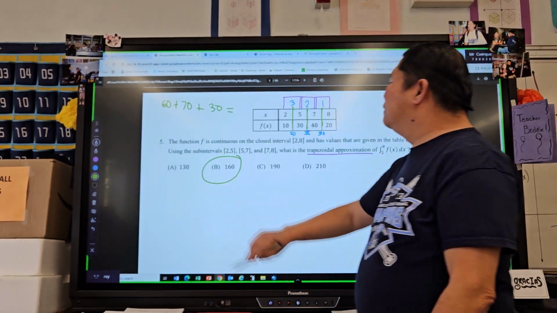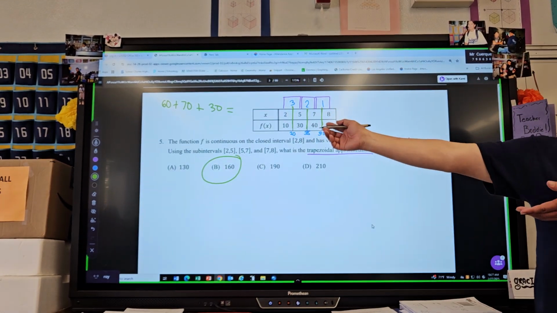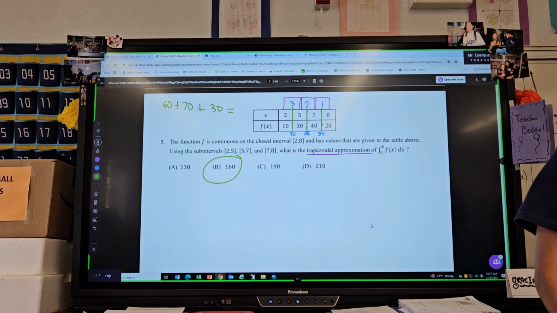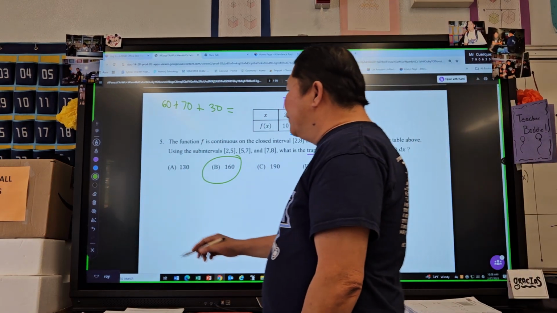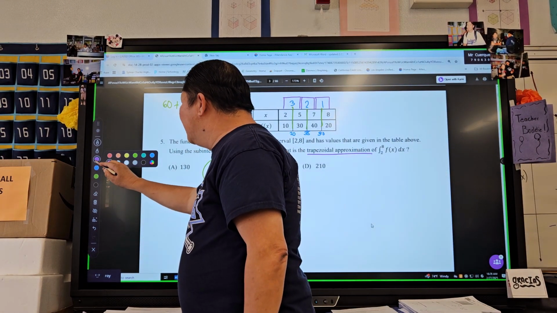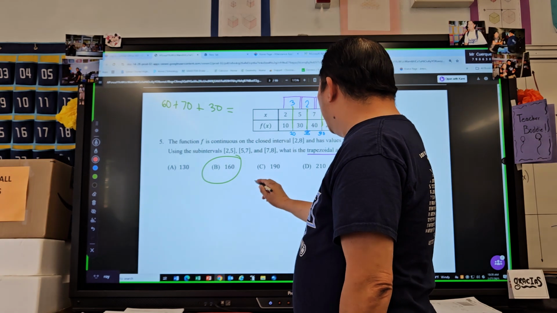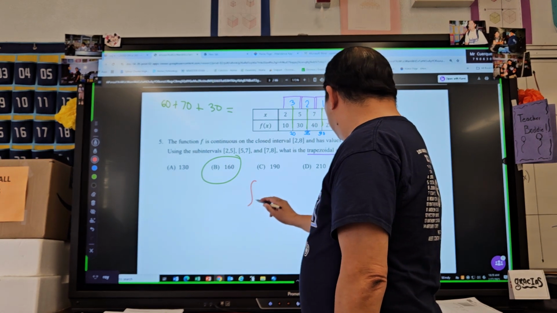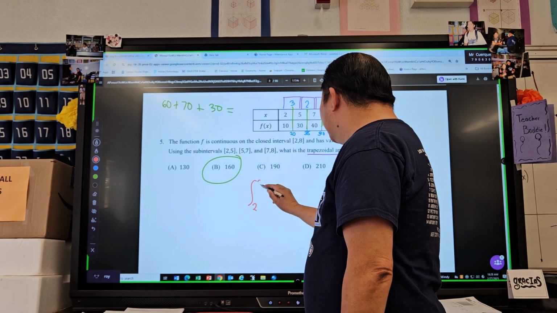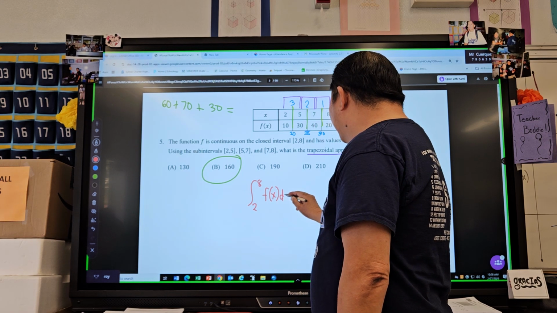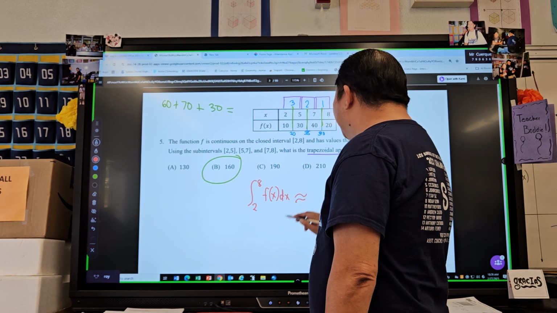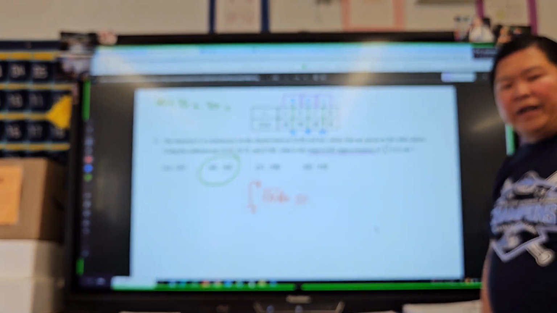So, test taking strategy, multiple choice. That's it. 160. But what if the question is on free response? So you have to write this way on free response questions. So the integral from 2 to 8 of f of x dx is approximately. So what to write now?